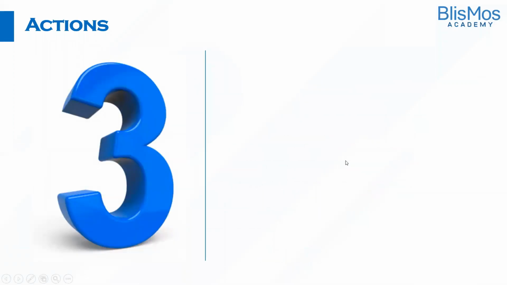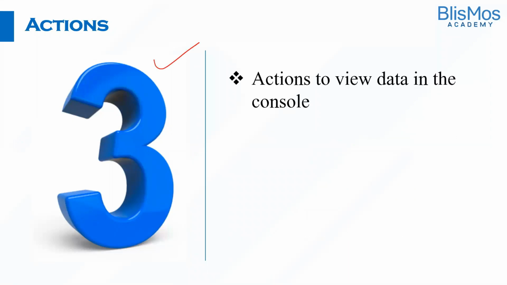Now that we understood what is action and how do we do that, let us try to understand what are the different types of actions. There are 3 types of actions. The first one is actions to view the data in the console. That is what we just did now. When we said device by 2 dot count, we saw the results on a screen, on a console. That is one of the action.